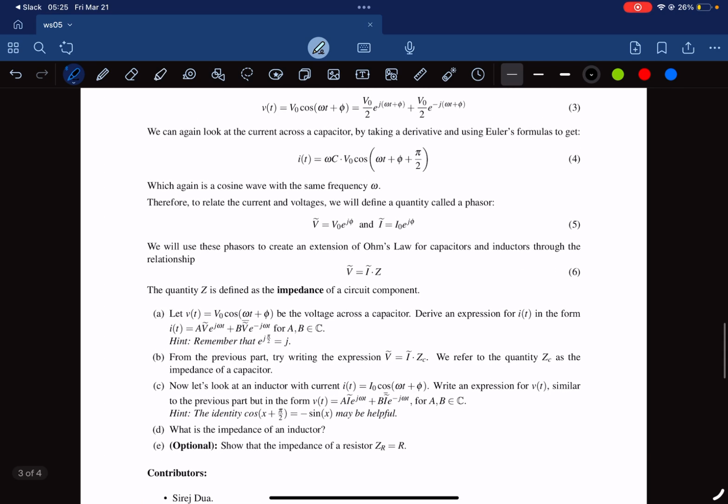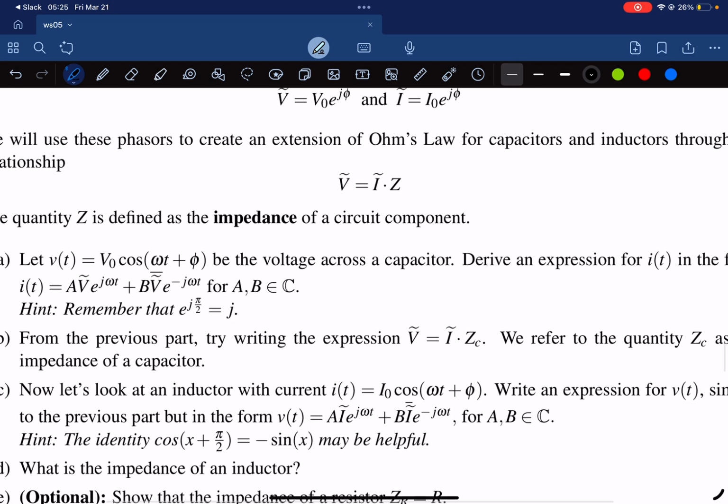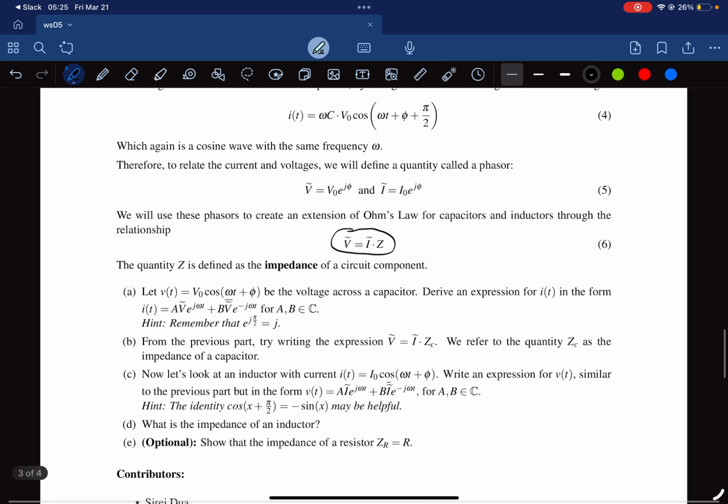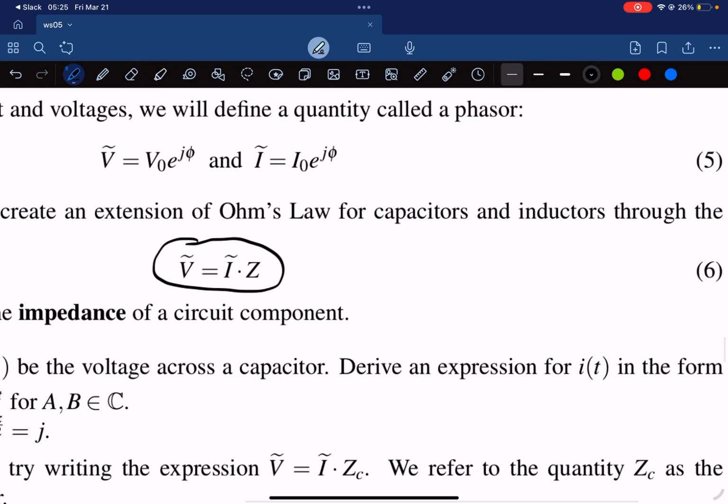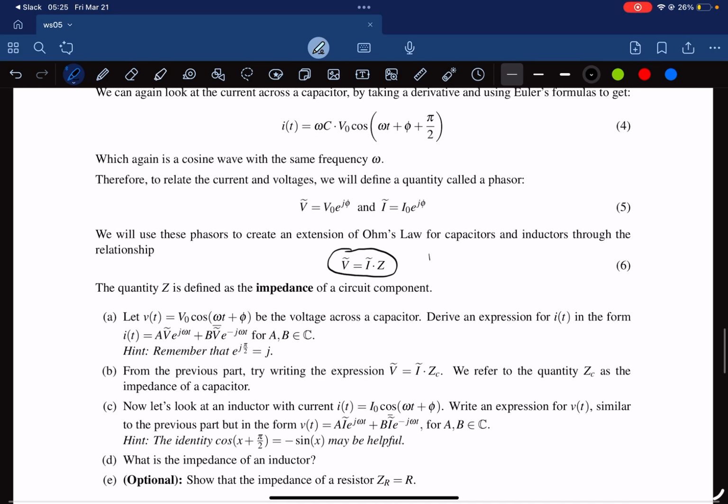So this is our governing equation for phasors, right here. And it mentions we use these phasors to create an extension of Ohm's law for capacitors and inductors. So this looks a lot like Ohm's law, right? Like we've seen before, Ohm's law is just V equals IR. And really, you can think of impedance Z as just kind of like a phasor R, like a complex R.